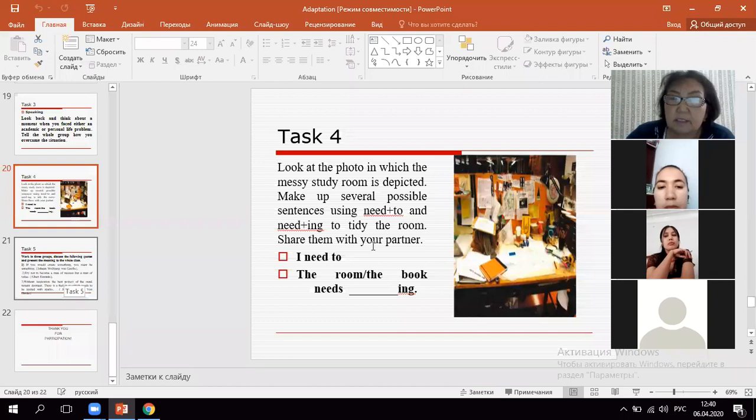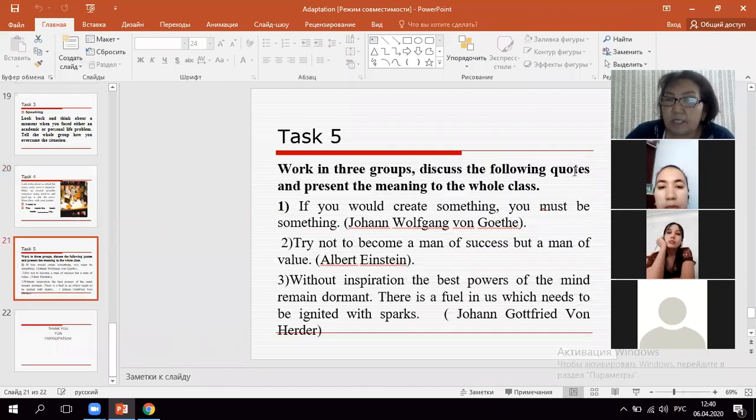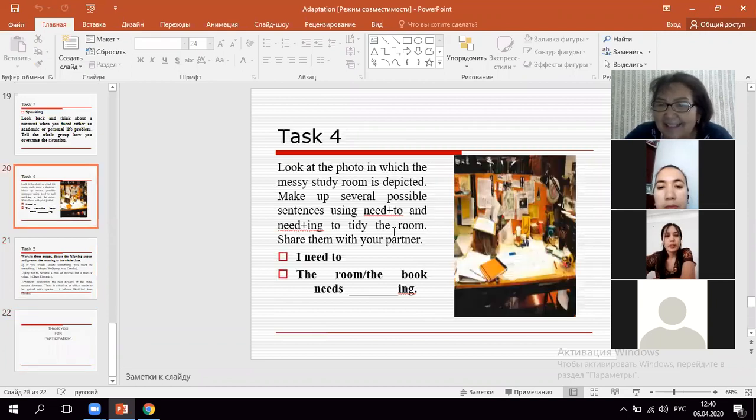The last task is to work in 3 groups, discuss the following quotes and present the meaning to the whole class. You should adapt this task again. So 5 tasks, difficult tasks, but yes, 5 tasks for you for adaptation. Tomorrow you should adapt this material, and we should agree in what form: in Zoom, a presentation you should prepare, or in Word form you should put into the group.